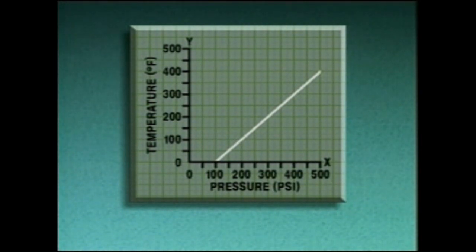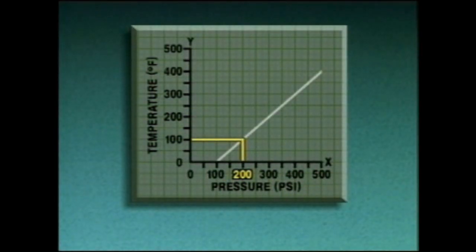A graph can be used to determine the value of one variable that corresponds to a value of another variable. To understand this better, let's look at how to read a graph. First, locate a value on one of the axes. For example, 200 psi on the x-axis. Then follow the line from it until you reach the intersecting point on the curve. From that point, follow straight across to the opposite axis and read the value there.